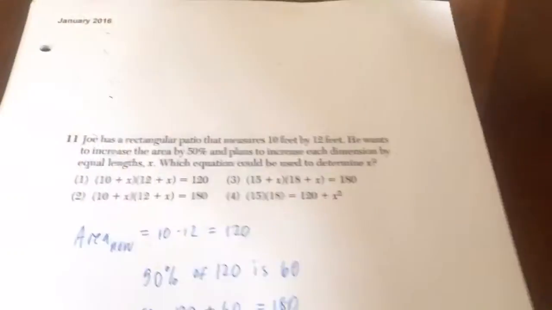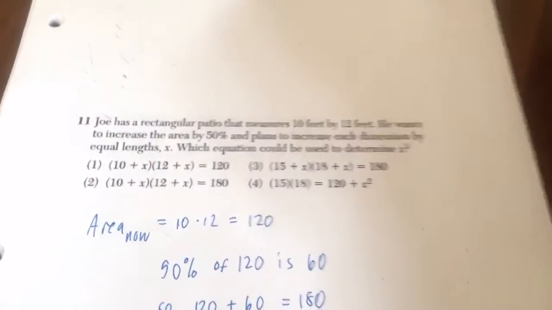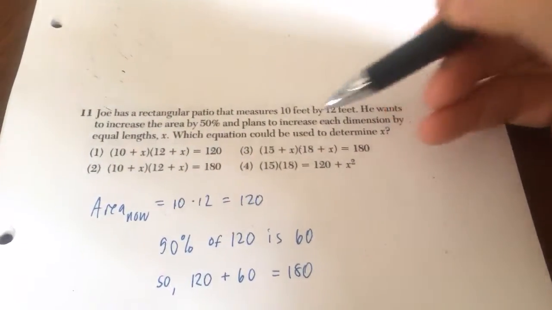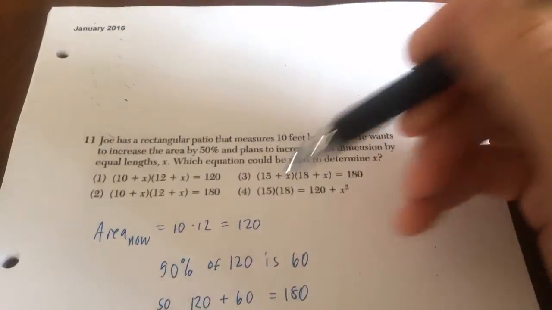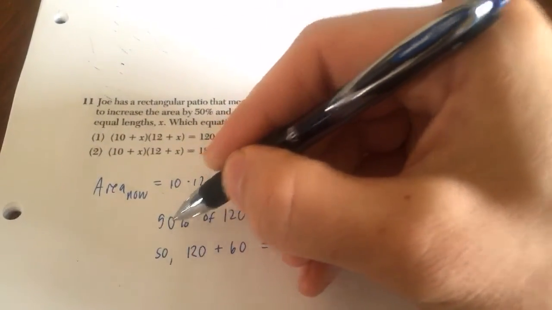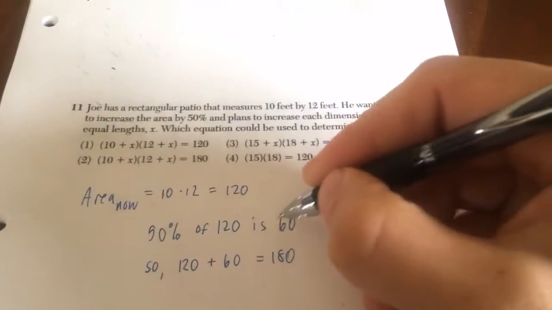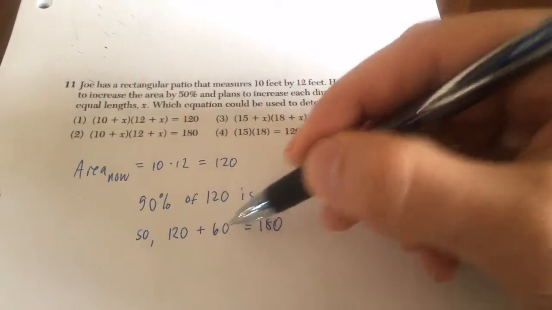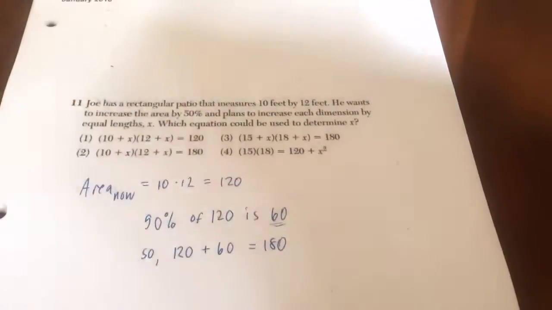Number 11, Joe has a rectangular patio that measures 10 by 12 feet. He wants to increase the area by 50%. The area of this rectangular patio is 10 times 12, it's 120. If he wants to increase it by 50%, that means you have to do 50% of 120, and that is 60. So he wants to increase it, we have to do 120 plus 60. So the new area has to be 180.